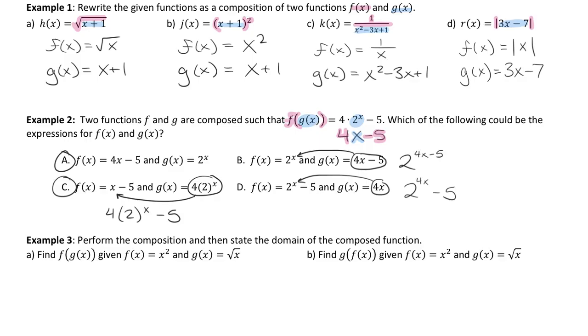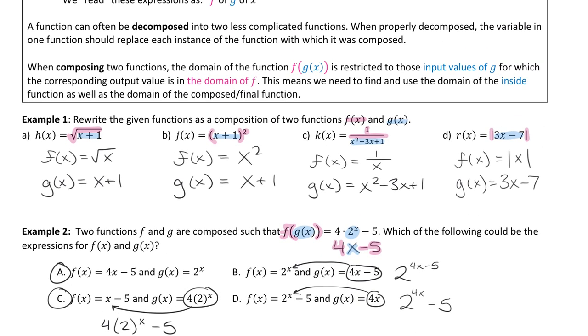Now when we're actually doing the composition, we're going to go back up to the top and read one more piece of information. When we are actually composing two functions, which is what we just did when we looked at answer choice B and D, the domain of the function f of g of x has to be restricted to the input values of g, for which the corresponding output value is in the domain of f. This means that we need to find and use the domain of the inside function. That's important. I'm going to double highlight that for me. Of the inside function, as well as the domain of the final or composed function.